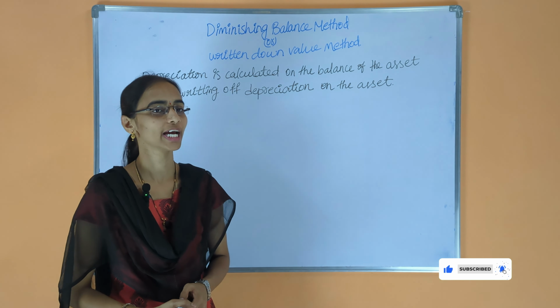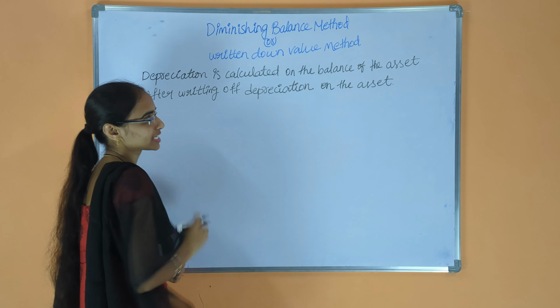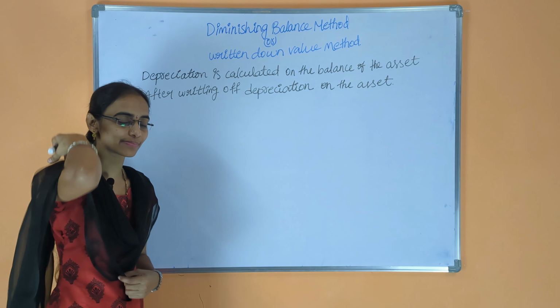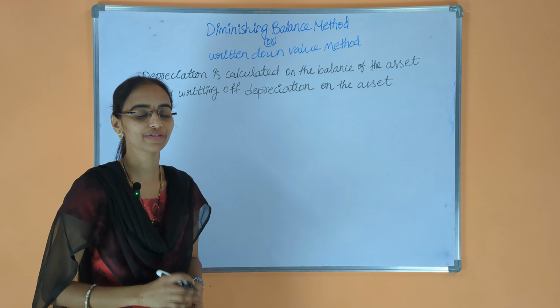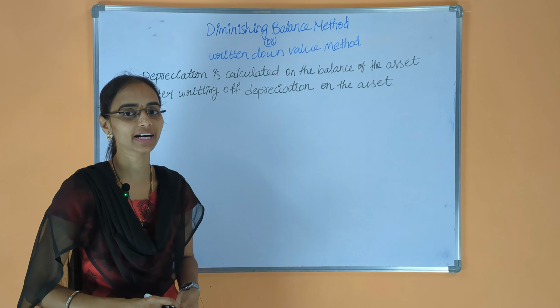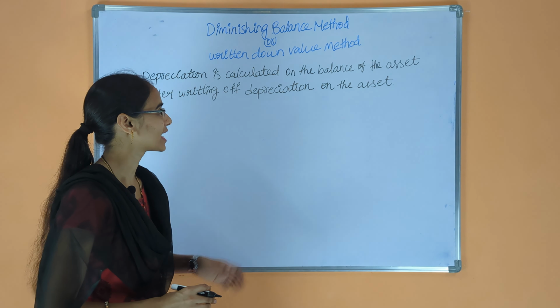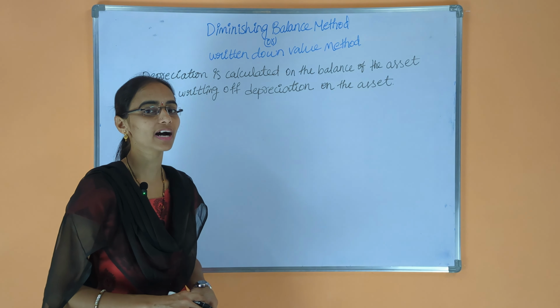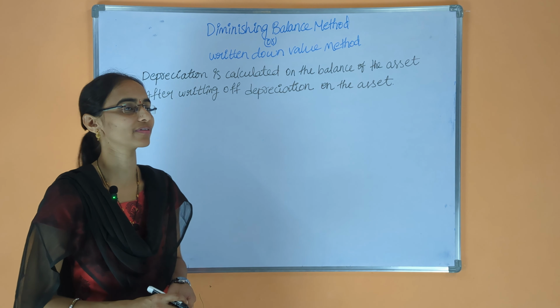This is Manasvi. Today's topic is the diminishing balance method, or written down value method. In this method, how do we calculate the depreciation? In earlier classes, we already learned about the straight line method, under which we calculate depreciation differently. Now, in this method, how do we calculate the depreciation amount? Is there any difference? We will find out now.